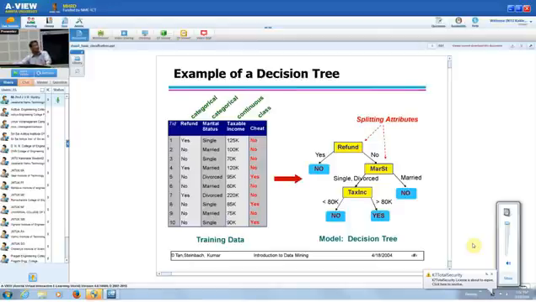If you consider the intermediate nodes, they will also definitely have a test condition, but they have one input and one or more outputs. That is how the intermediate nodes are. And if you look at the leaf node, it will have the class.